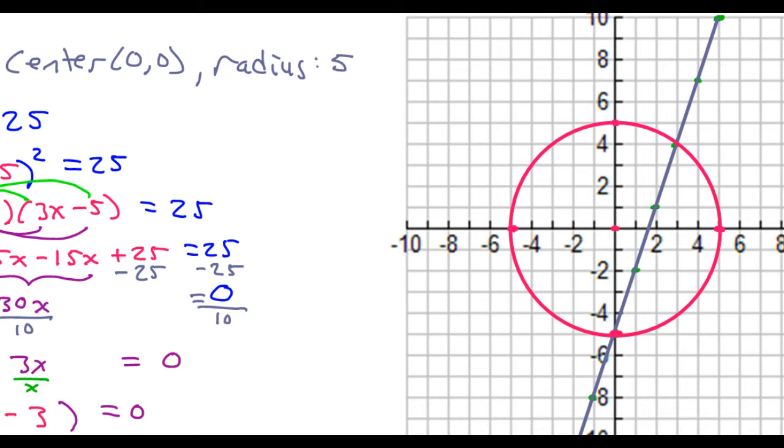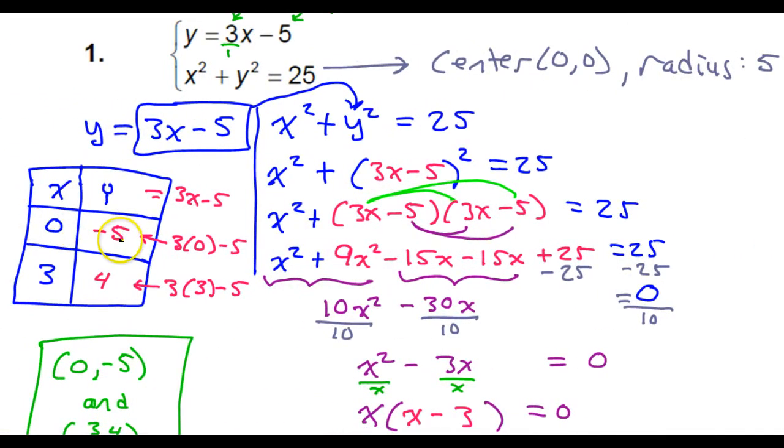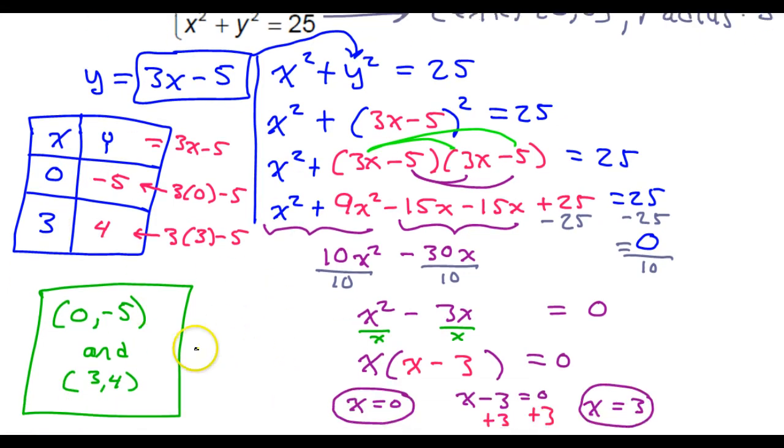So the intersection between these two, well, the intersections are here and here. Okay, so this is the point 0 comma negative 5, and this is the point 3 comma 4. So let's see how that matches up with what we found algebraically. Oh, look at that, 0, negative 5, 3 comma 4.